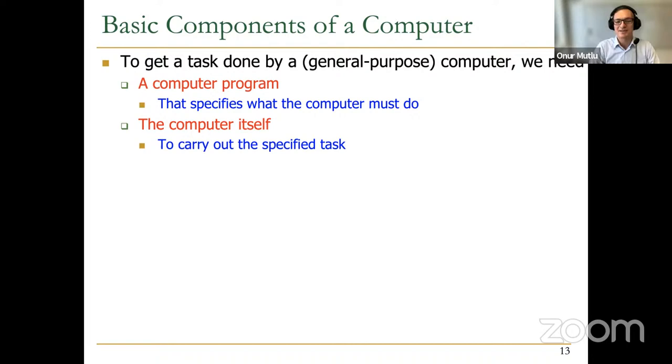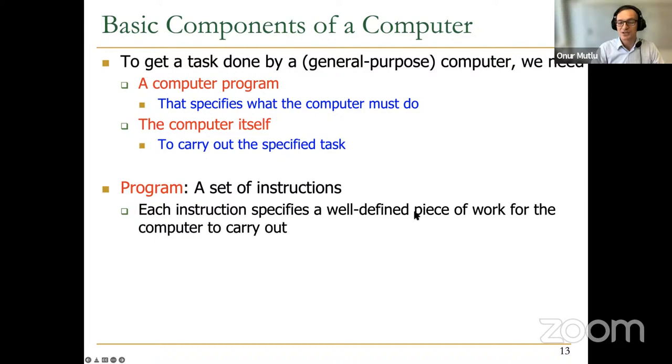Okay, what is a program? As I just said, it's a set of instructions. A program consists of a set of instructions, right? Each instruction specifies a well-defined piece of work for the computer to carry out. So this is really the agreement between the programmer and the hardware. The programmer expects that a given instruction behaves in such a way that it produces a semantic result based on the contract between the programmer and the hardware. This is called the instruction set architecture, essentially the hardware-software interface or hardware-software contract, in other words.